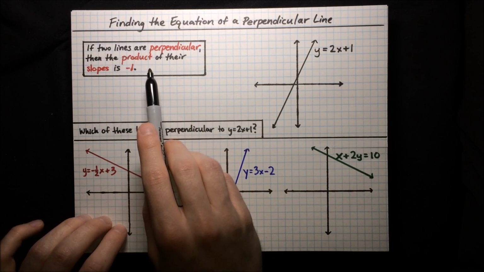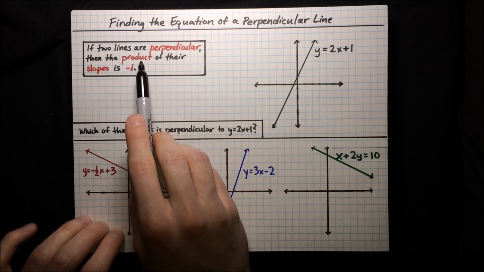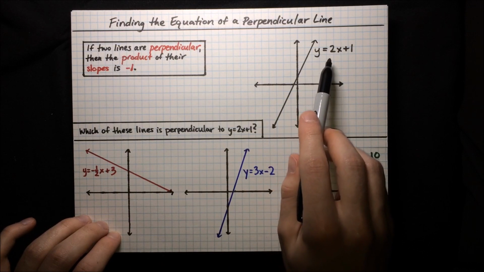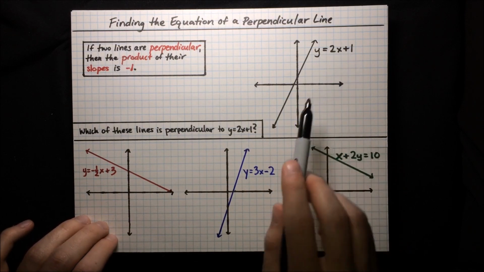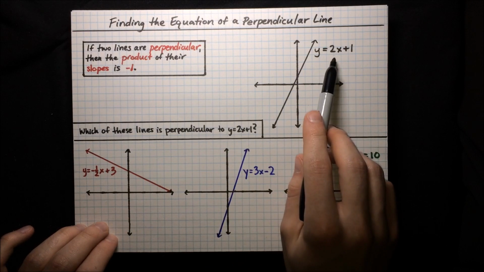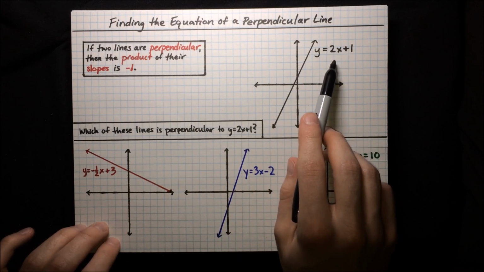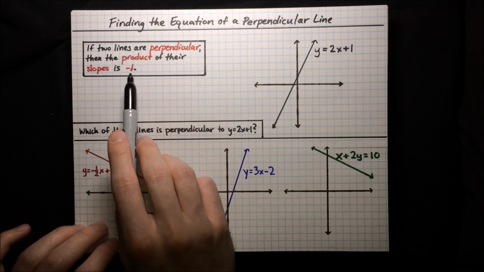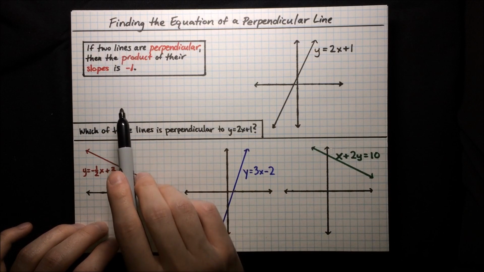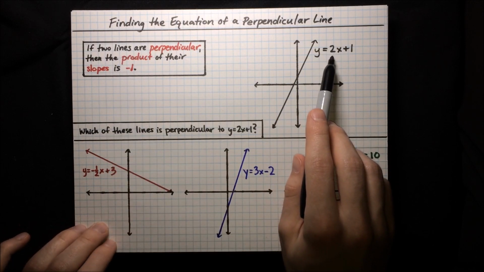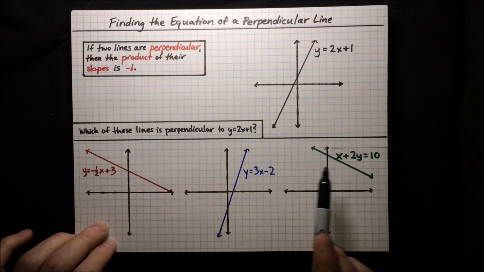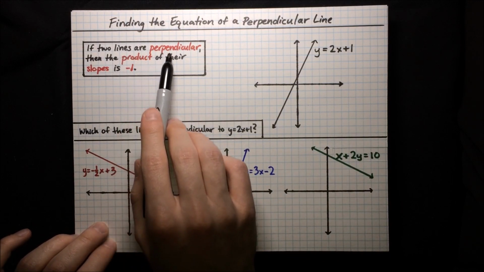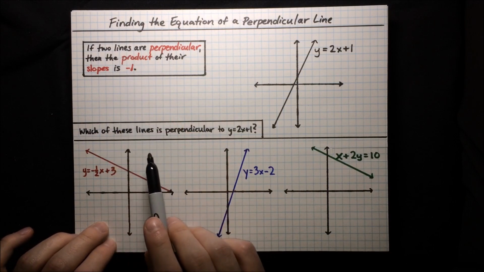But for now, let's just get some intuition for what this means by checking whether each of these three lines is perpendicular to this given line here, y equals 2x plus 1. So which of these lines is perpendicular to that given line? How can we find that out? Well, we know that if two lines are perpendicular, then the product of their slopes is -1. So really all we have to do is take this slope of 2 and multiply it by whatever slopes we have in these lines and check that the product comes out to -1. If it does, then they're perpendicular, and if it doesn't, then they're not perpendicular.